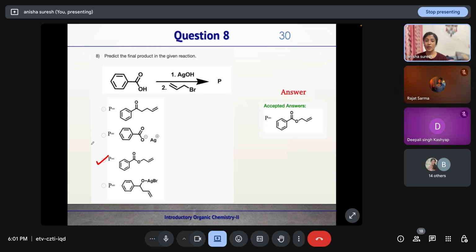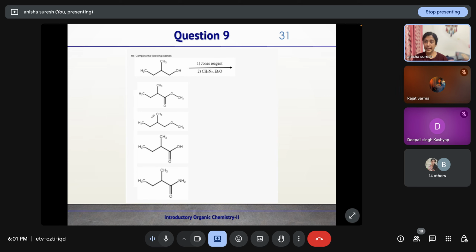Now coming to question number 9. We have this alcohol and it is treated with Jones reagent and then with diazomethane in diethyl ether. So what will be the product that is forming here? Ma'am, option D. Ma'am, option A. Option A will be the right answer.